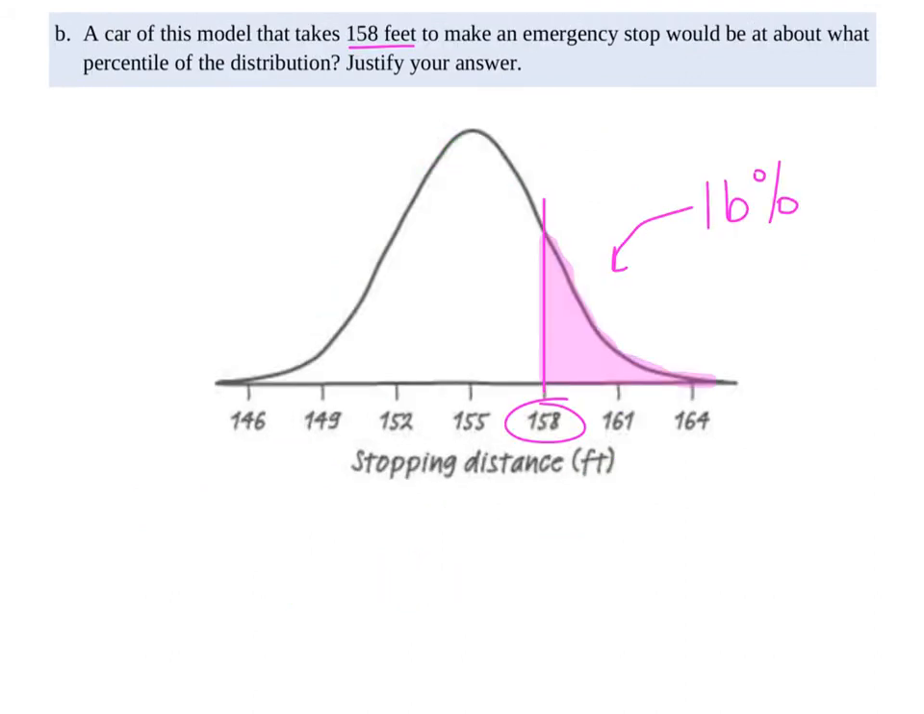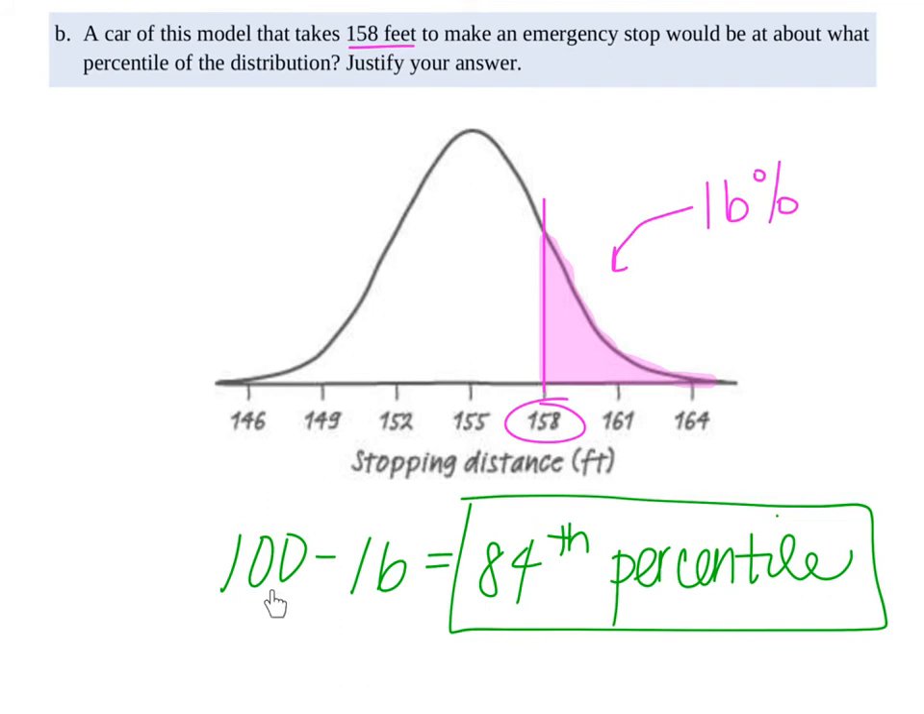And the follow-up question says that a car of this model that takes 158 feet to make an emergency stop would be at what percentile of the distribution? So if 16% of the cars in this data distribution take at least 158 feet to stop, what percentile would that be? Meaning, what percent of cars took less? So what's the percent over here? That's an easy subtraction problem. So that's going to be 100 minus 16, which gives us 84. So that means at this point, a car that takes 158 feet to make an emergency stop is at the 84th percentile.